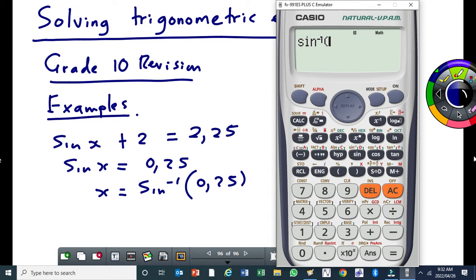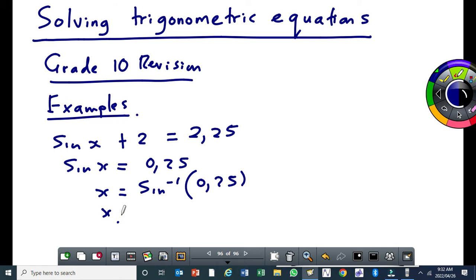Okay, so this will be 0,25. So that will give you 14,48 degrees. So x will be equal to 14,48 degrees. Now, if you look at it here, at grade 10 level, your x value is acute, it's between 0 and 90. That's how far you went, right?